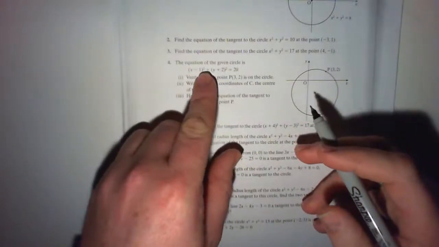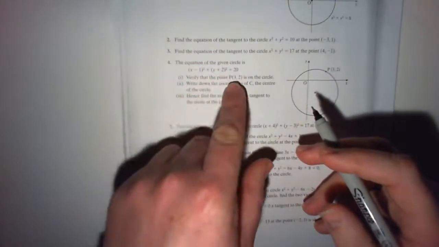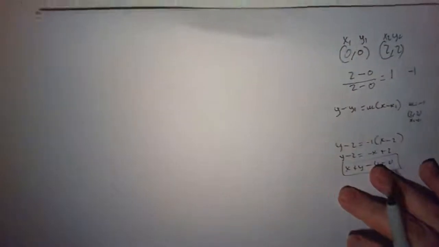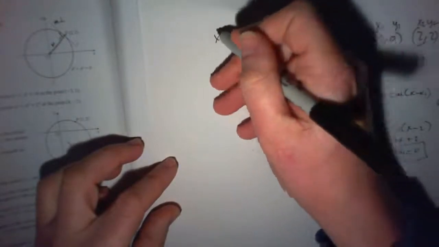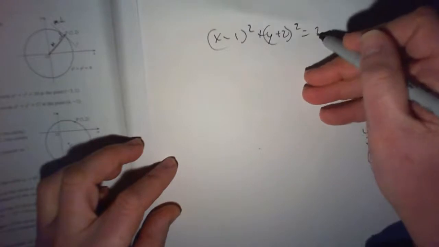What we have here, we have a circle, x minus 1 all squared plus y plus 2 all squared equal to 20. Verify that 3, 2 is on the circle. Write down the coordinates of the center of the circle and find the equation of the tangent at the point P. Okay, so 3 for the price of 1 here. Let's crack into this. So first of all, let's write down our circle. x minus 1 all squared plus y plus 2 all squared is equal to 20.